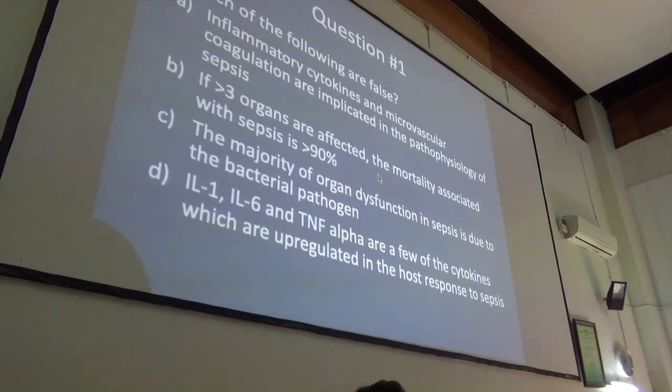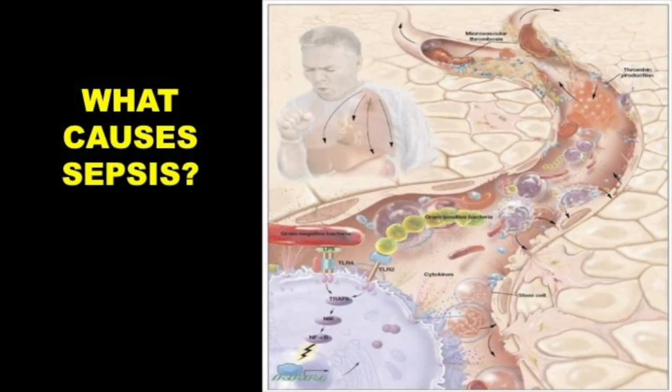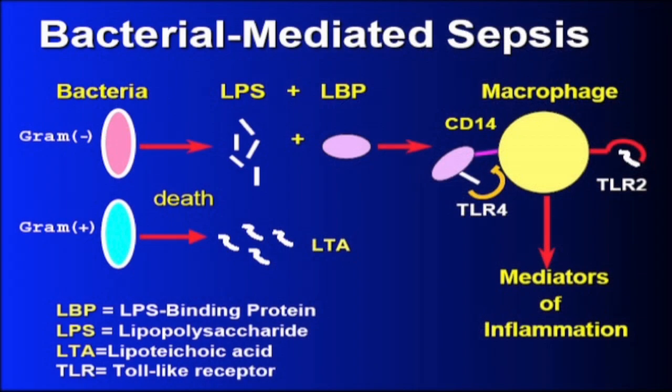So the majority of organ dysfunction in sepsis is due to the bacterial pathogen. No, it's not. Okay, so what causes sepsis? Bacteria, fungi, viruses, parasites, right? Different proportions depending on where you are in the world. Gram-positives and negatives, and the end result is a fairly complex interaction between the microbe, the host's immune system, and overall inflammatory and coagulation cascades. Okay? Now, what they say is that you're going to remember 1 point per slide if I'm lucky.